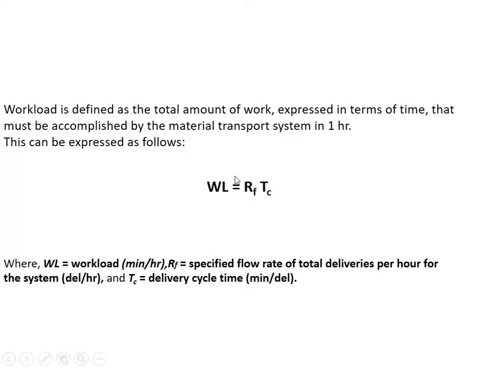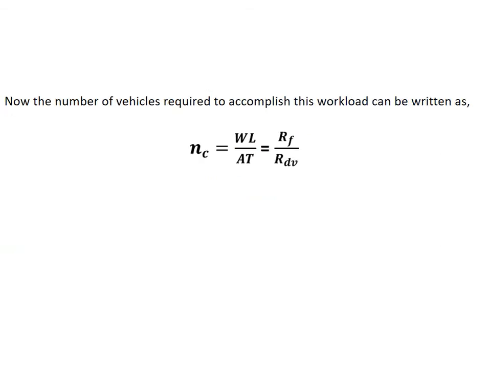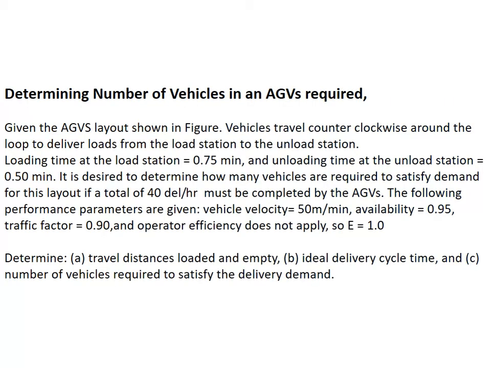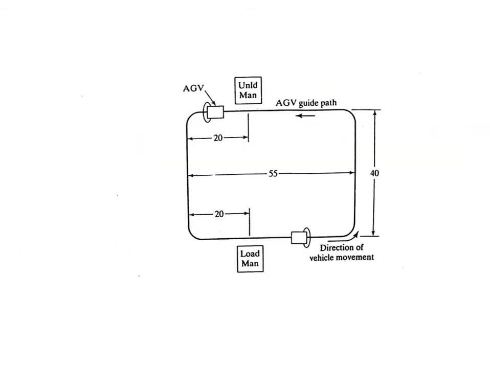Normally, the workload is given as RF into TC. RF is the specified flow rate of total deliveries per hour. So normally this workload is nothing but how many deliveries are happening per vehicle using this particular delivery cycle time. All this together, we can calculate the work. As in previous slides, we can calculate the number of vehicles required to accomplish this workload, like how many deliveries can happen. So this is determining the number of vehicles in an AGV as required.